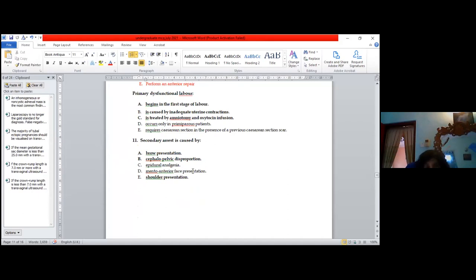Secondary arrest is caused by anything that causes obstruction. So brow presentation, cephalopelvic disproportion, and shoulder presentation can cause secondary arrest. Epidural analgesia doesn't slow the first stage of labor. Mentoanterior face presentation can cause primary dysfunctional labor because the presenting part is soft, and it is treated by oxytocin infusion, but it will not cause secondary arrest. Secondary arrest is lack of progress in the presence of strong uterine contractions due to some form of obstruction to the forward passage of the fetus.